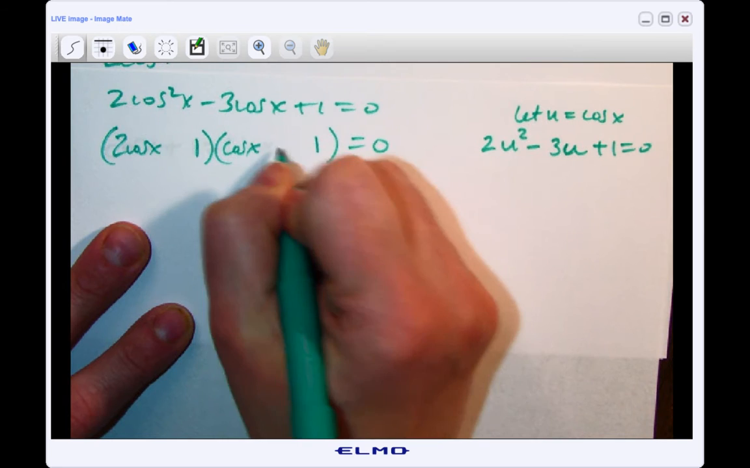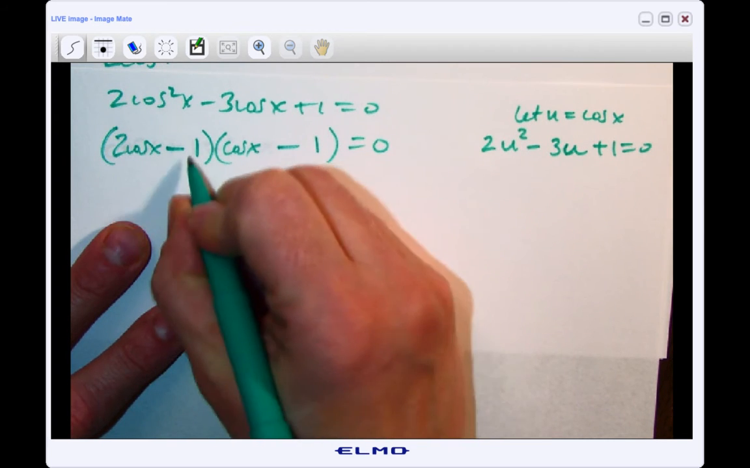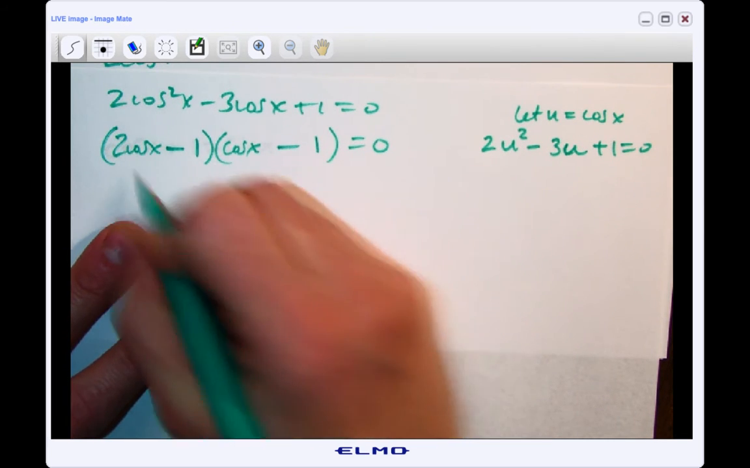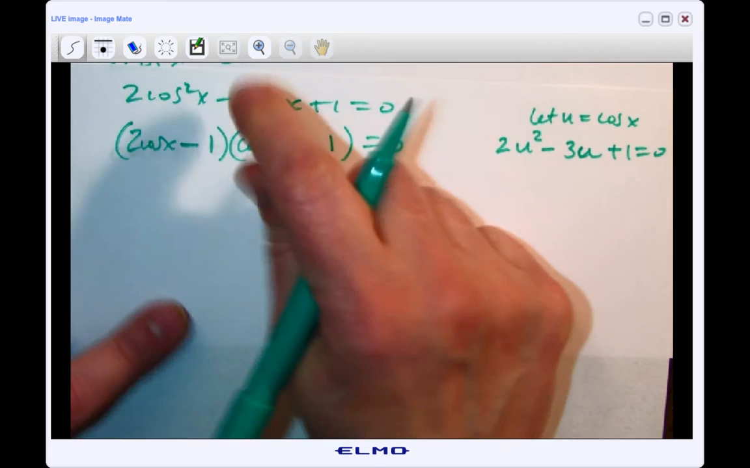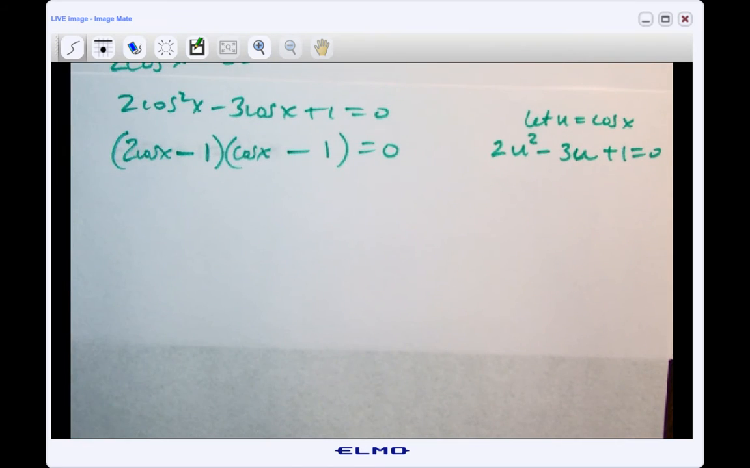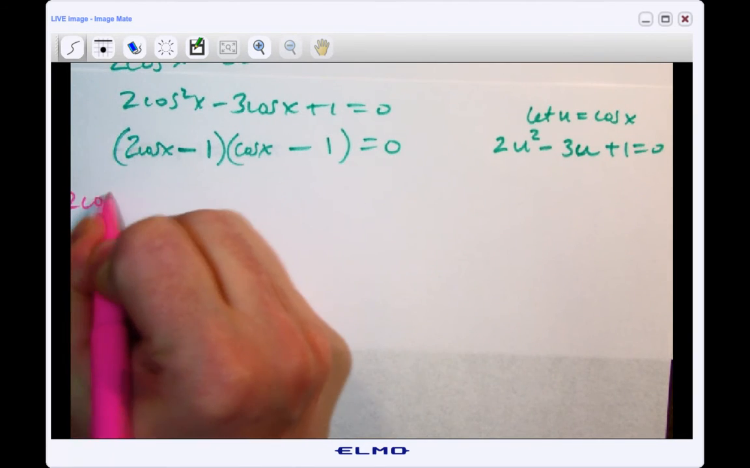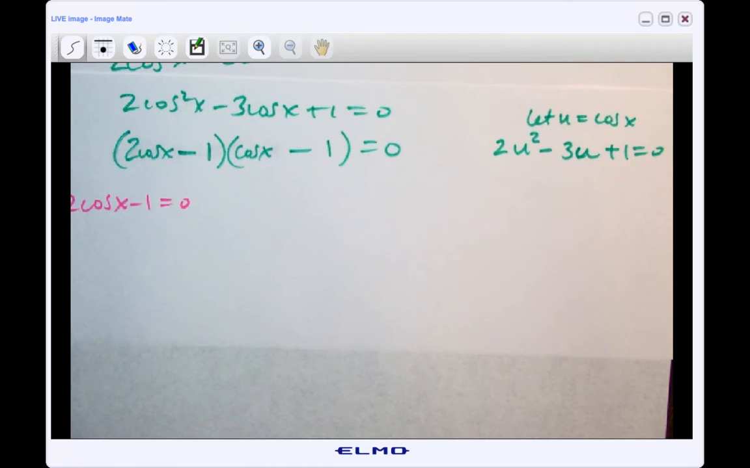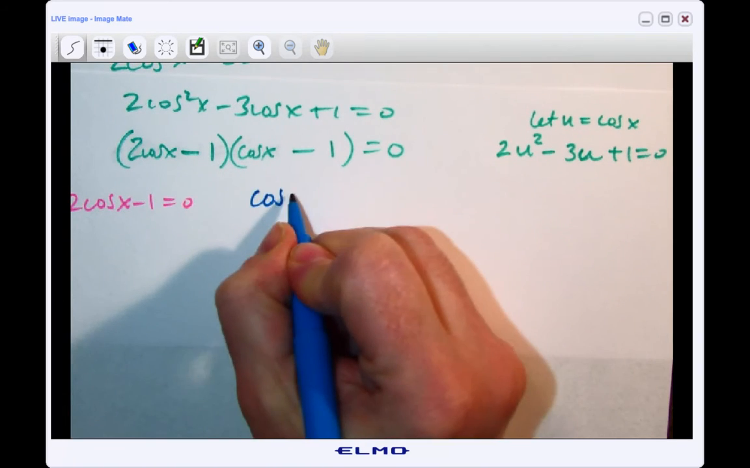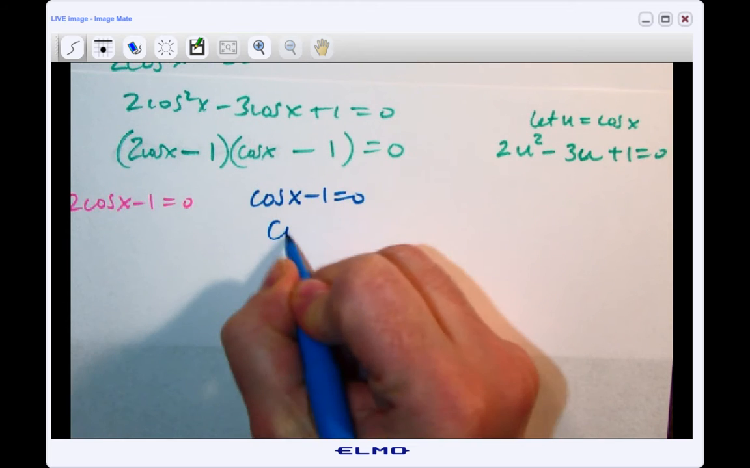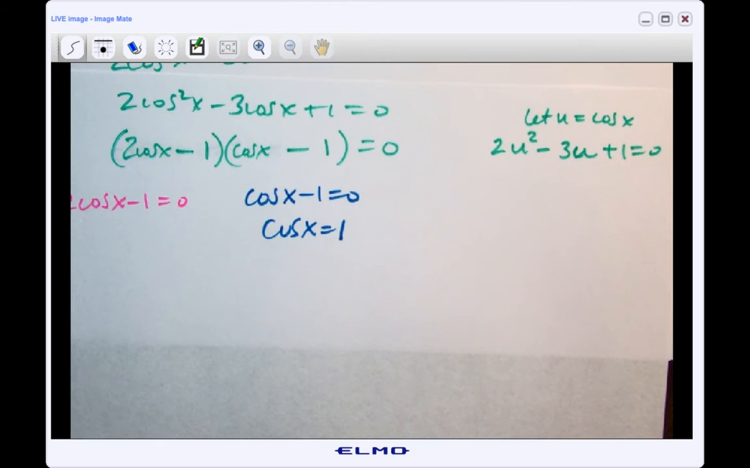This time I need them both negative. So let me just check my smile. So that'll be a negative cosine and a -2 cosine, so that would give me my -3. All right. Now from here, I'm going to make my two equations because my zero product property says that one of these has to be 0 if their product is 0. So I get 2 cosine x minus 1 is equal to 0, and I get cosine x minus 1 is equal to 0. So cosine x is equal to 1.